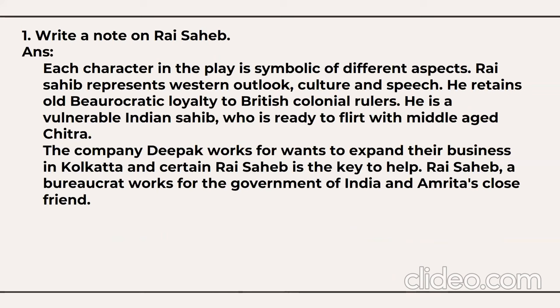5 marks question: Write a note on Rai Saheb. Each character in this play, 9 Jericho Hills, is very symbolic of different aspects. Rai Saheb represents Western outlook, culture, and speech. He retains old bureaucratic loyalty to British colonial rulers. He is a vulnerable Indian Sahib who is ready to flirt with middle-aged Chitra. The company Deepak works for wants to expand the business in Kolkata, and certainly Rai Saheb is the key to help him. Rai Saheb, a bureaucrat, works for the government of India and is Amrita's close friend.